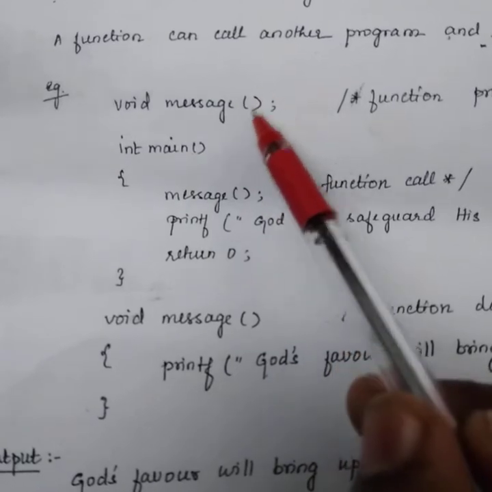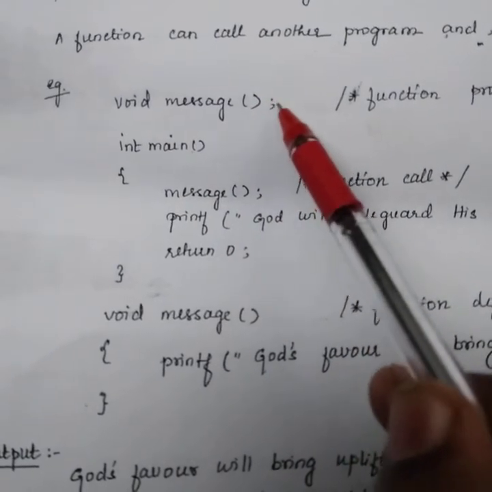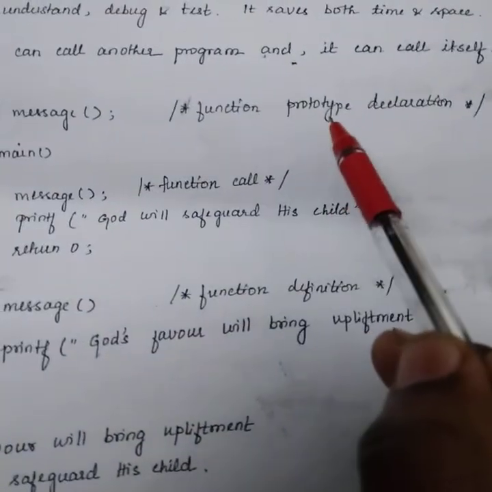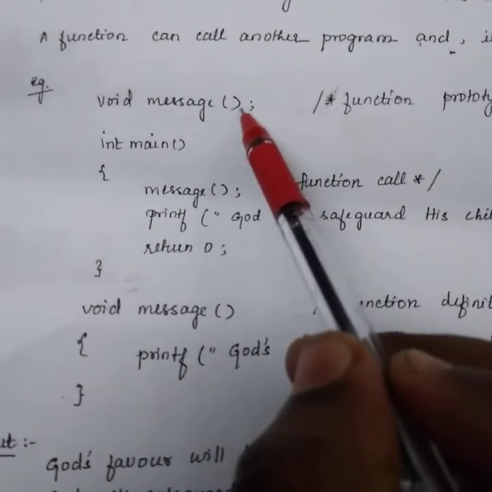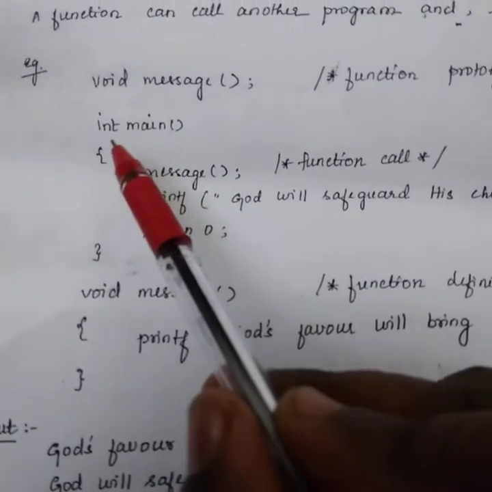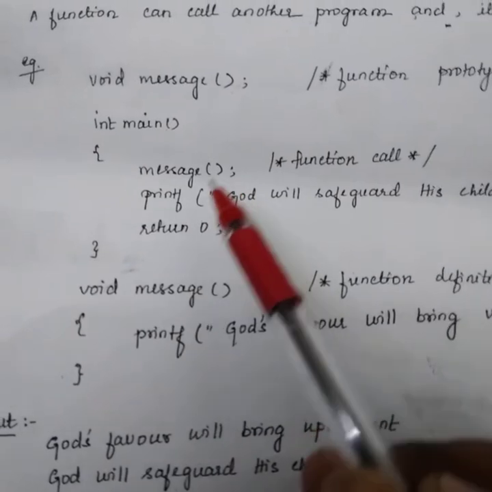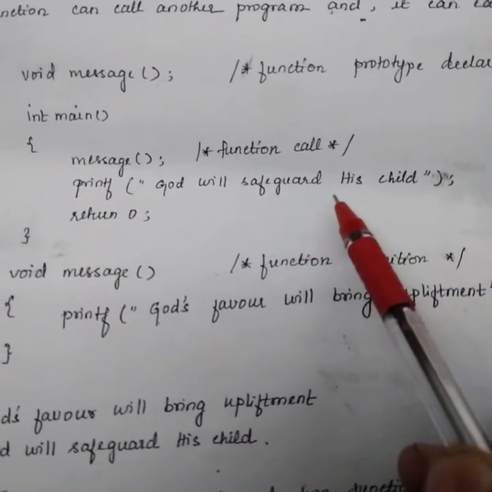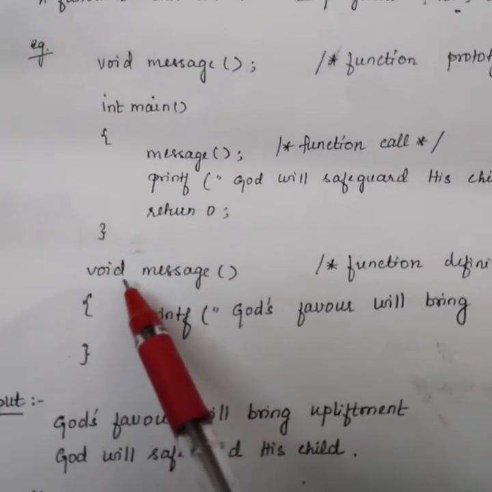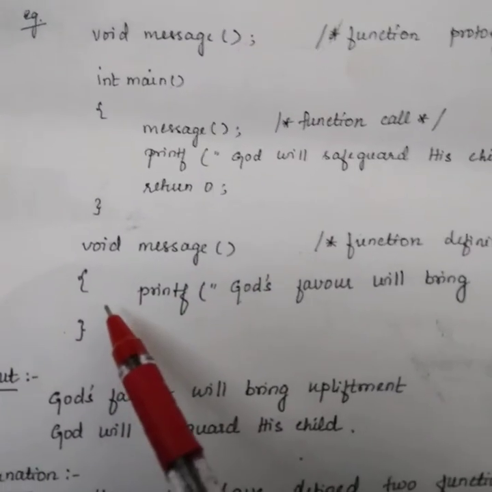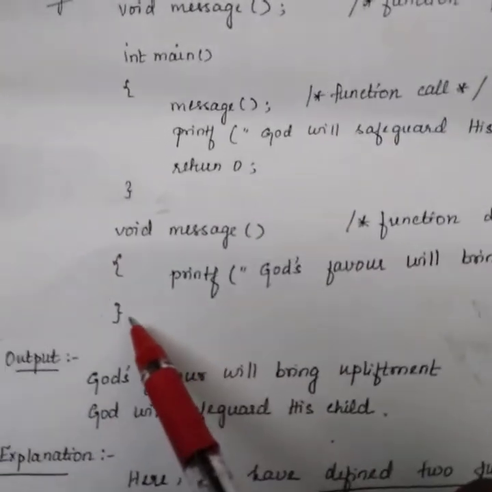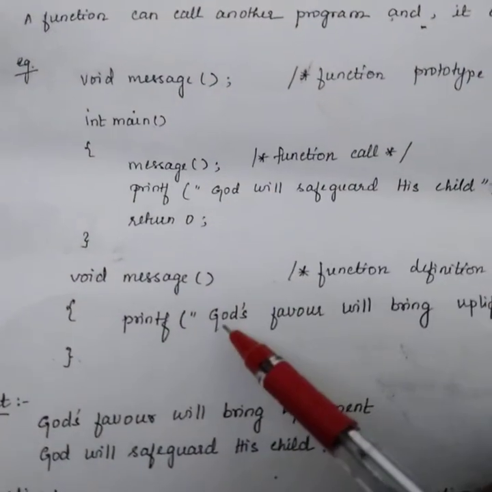Void message, empty bracket, semicolon. This is called function prototype declaration. We are declaring a function above main program. Now the main program, int main, message of, printf, God will safeguard his child, return 0. We are closing. Again void message of, we are opening the braces, printf, God's favor will bring upliftment, closing the braces. That's all about this function program.